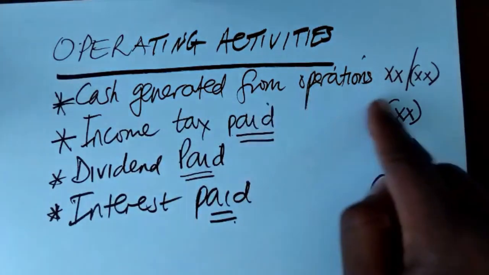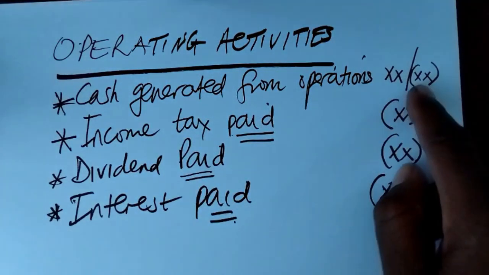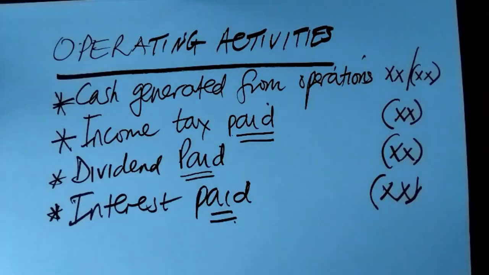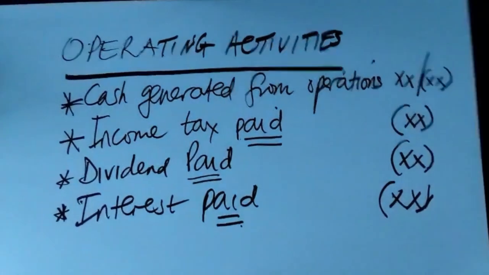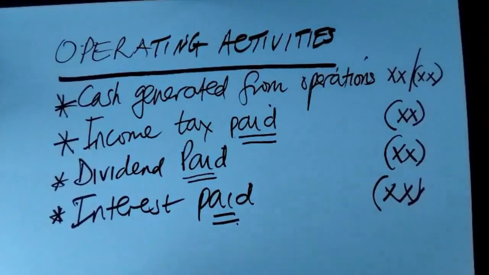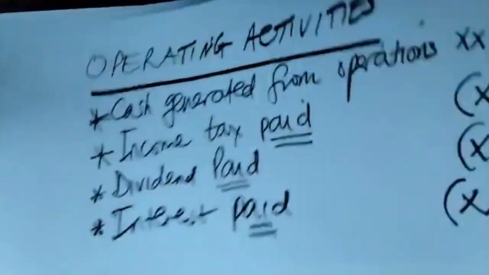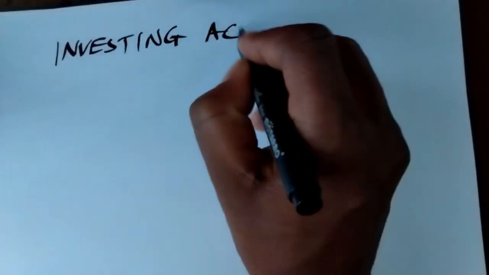But cash generated from operations, that one can be positive or negative, depending on whether the business made a profit or they made a loss. That's the first category there. Now, the second category deals with investing activities. So the second one is investing activities.